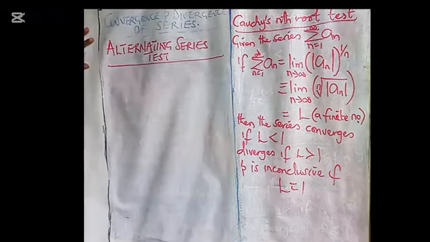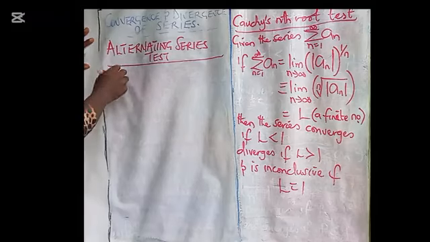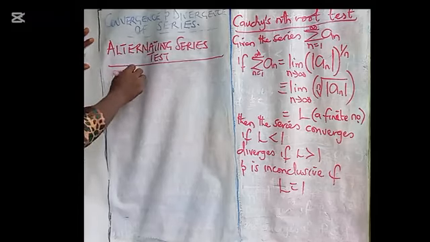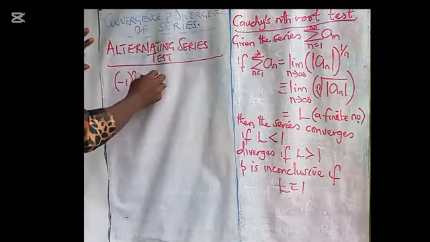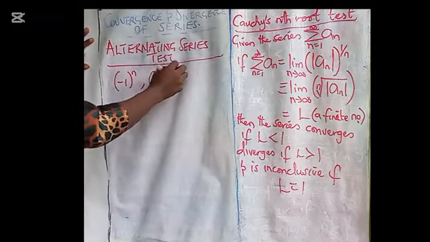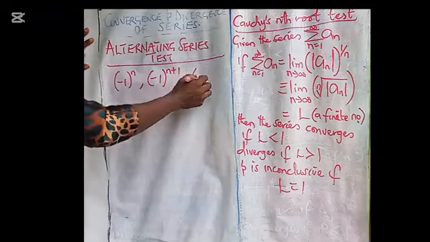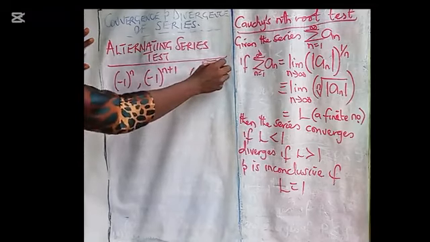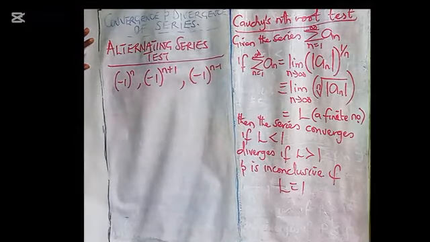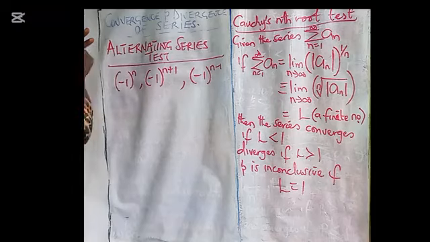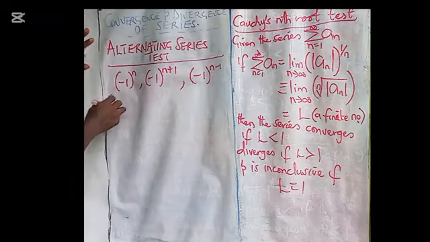When we have a series in which we have minus 1 raised to power n, or minus 1 raised to power n plus 1, or minus 1 raised to power n minus 1, then it is easy for one to quickly think of what? The alternating series test. What does it say?